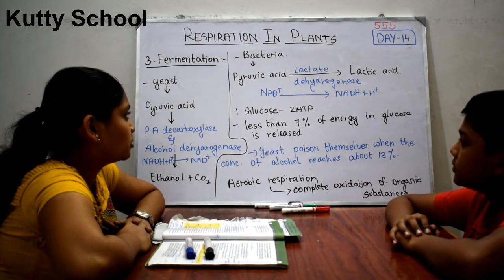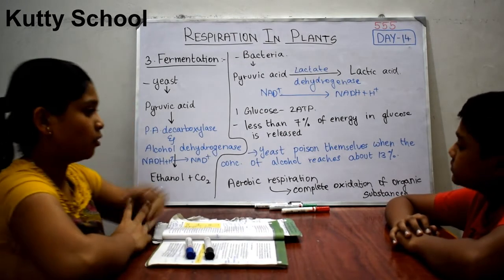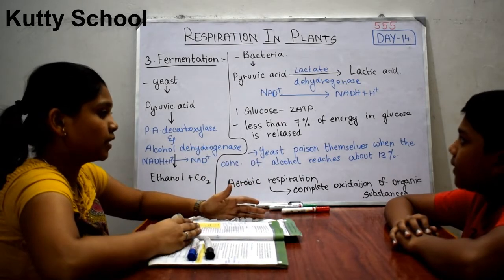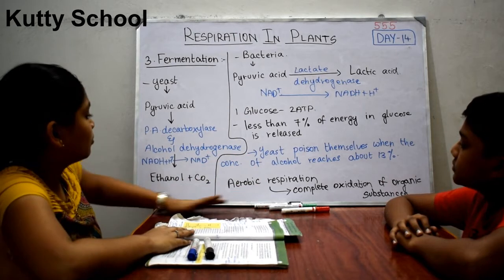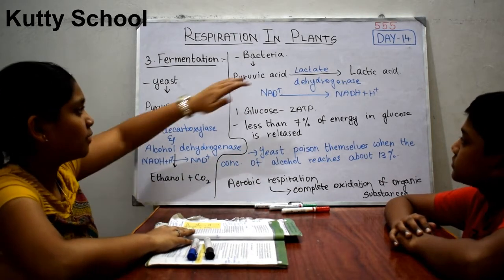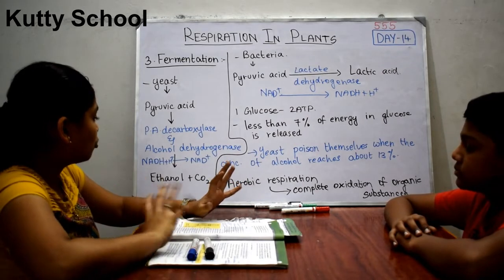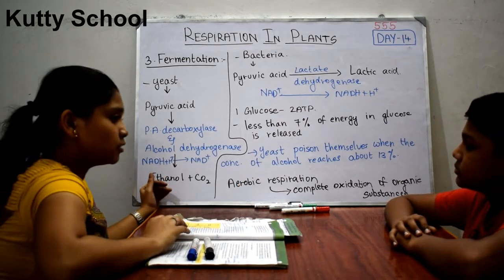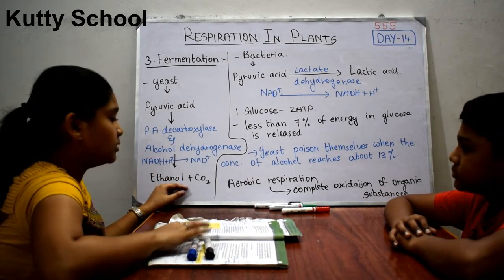So this fermentation is carried out from pyruvic acid. It is already oxidized to pyruvic acid. From pyruvic acid it is divided into producing ethanol and carbon dioxide, and producing lactic acid. First we will see how some organisms, by anaerobic respiration, produce ethanol and carbon dioxide.